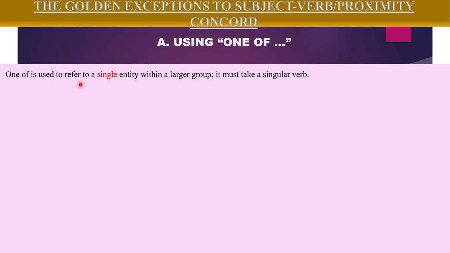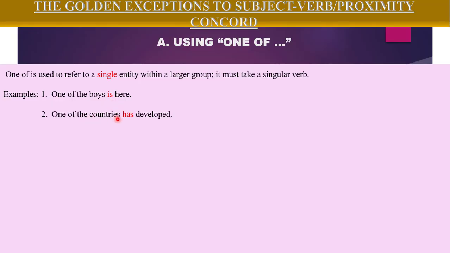One of is used to refer to a single entity within a larger group, so it must take a singular verb. So if you have one of, regardless of the noun that follows it, it must select a singular verb. For example, one of the boys is here. One of, we are talking about a single entity within a larger group, so the verb should be singular.